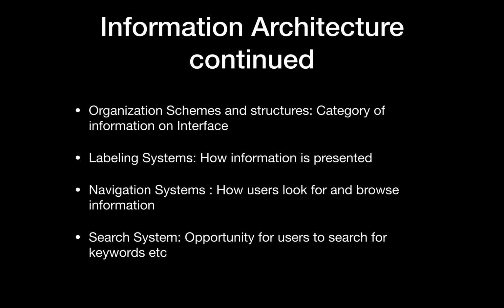So how is information architecture structured? Basically, there are four important key components. So there is organization schemes and structures, which is a category of information on the interface. Labeling systems, which is how information is presented. Navigation systems, this is how a user will look for and browse information. Search systems, which is an opportunity for users to search for keywords, missing phrases, etc.